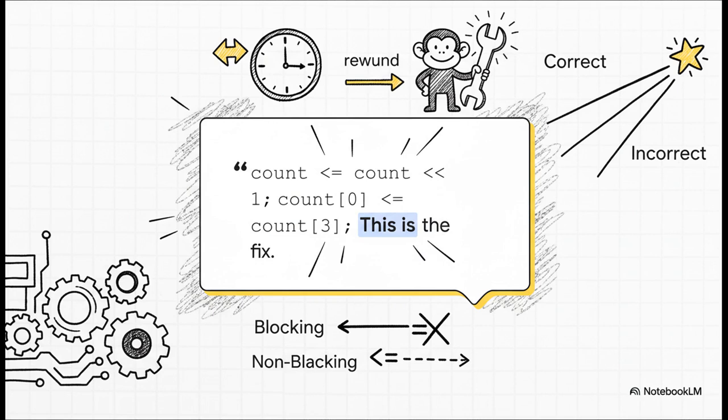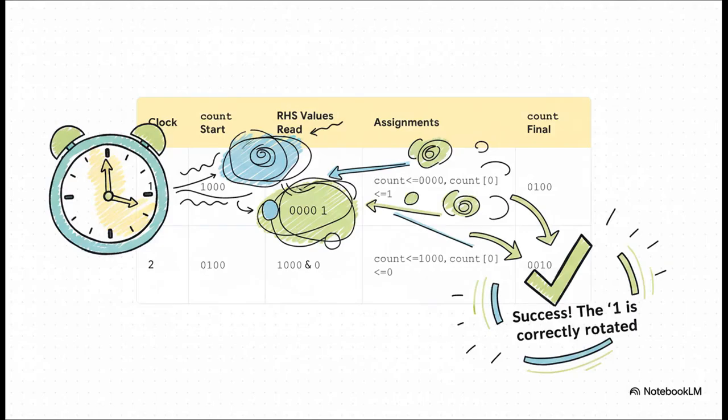The code looks almost exactly the same, right? We just changed the equal sign to a less-than-equal sign. But the result? Well, it's night and day. And here we go, this is how it's done. At the clock edge, our count is 1,000. The simulator looks at both right-hand sides before doing anything. It sees that count shifted left 1 is going to be 0, 0, 0, 0. And crucially, it sees that the current value of count[3] is a 1. It holds on to those two pieces of information.